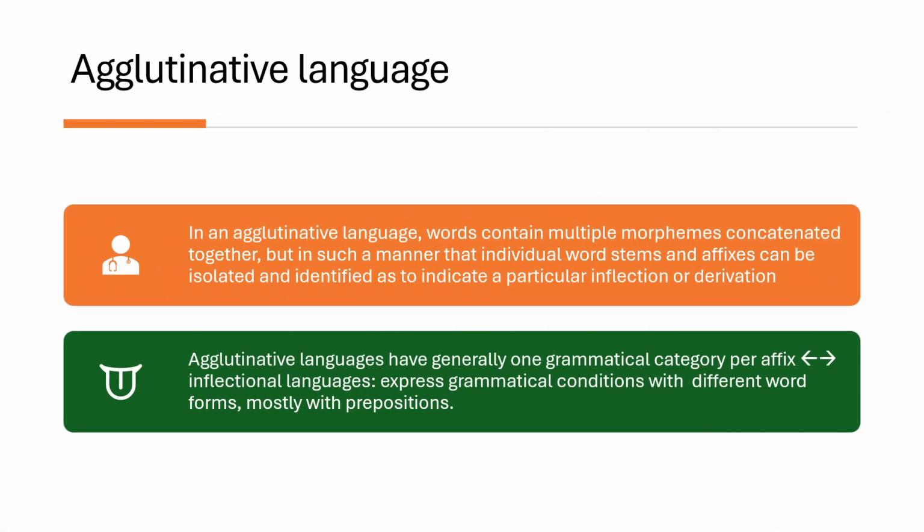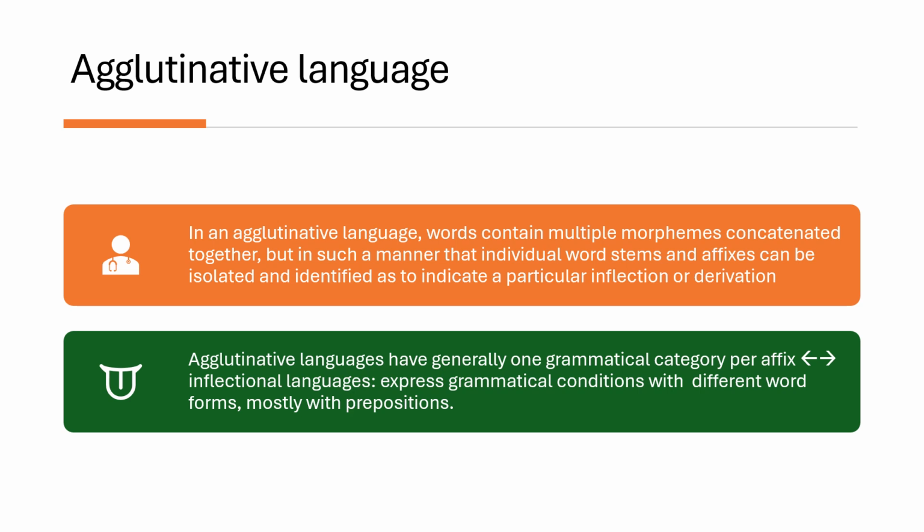At first, we have to establish that Hungarian is considered a so-called agglutinative language. This very fact primarily manifests itself in the word formation. In an agglutinative language, words contain multiple morphemes concatenated together, but in such a manner that individual word stems and affixes can be isolated and identified as to indicate a particular inflection or derivation.